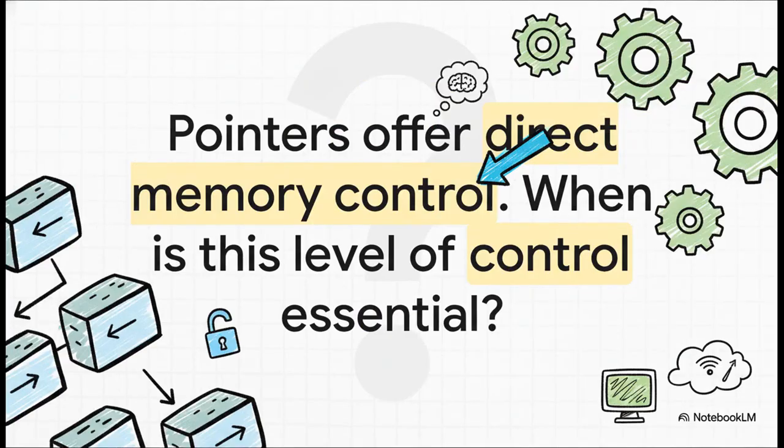Which leaves us with one final thought to chew on. In today's world, with all these smart languages that handle memory for us automatically, is this kind of deep control still an essential skill, or is it maybe just a relic of a bygone era? That question, right there, gets to the very heart of the trade-off between modern convenience and fundamental power.